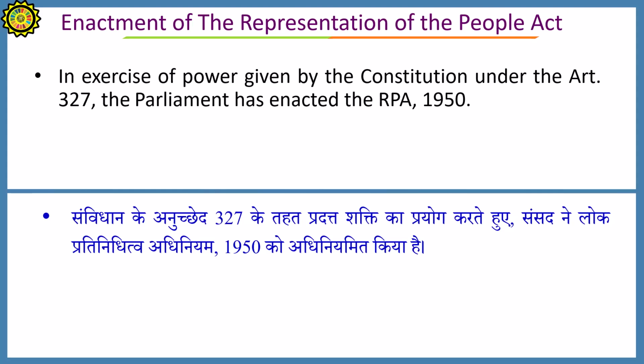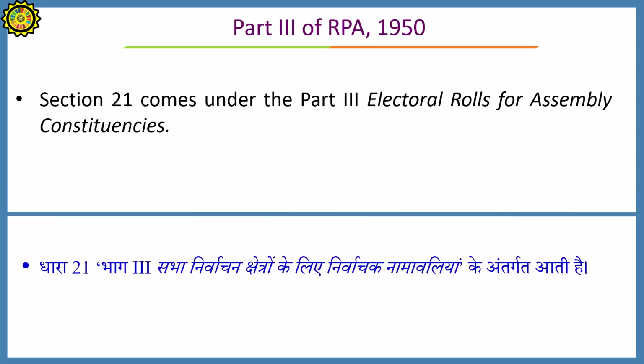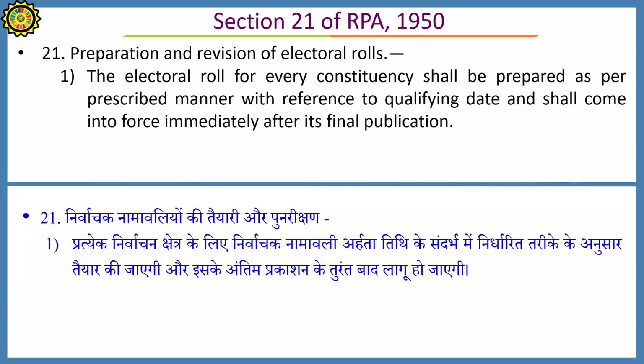In the exercise of power given by the Constitution under Article 327, the Parliament has enacted the RPA Act 1950. Section 21 comes under Part 3, that is, Electoral Rolls for Assembly Constituencies. Section 21 of RPA Act 1950 is about preparation and revision of electoral rolls.